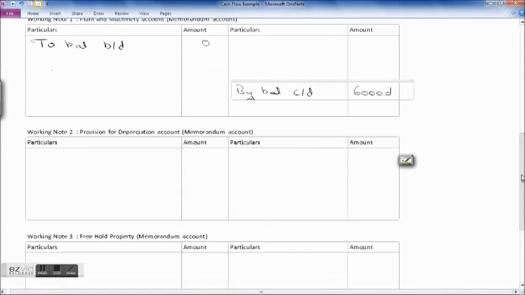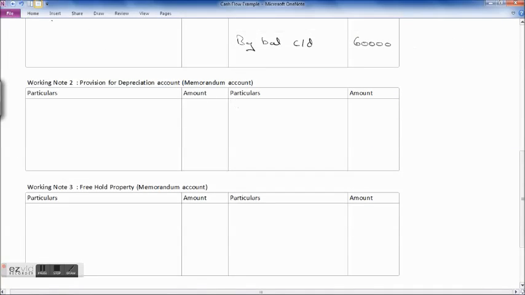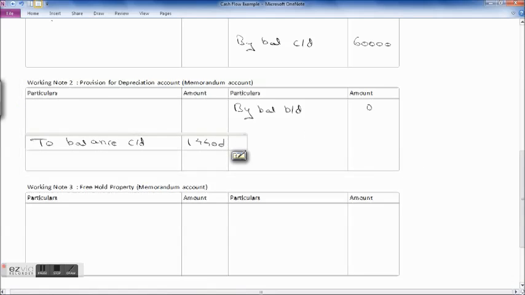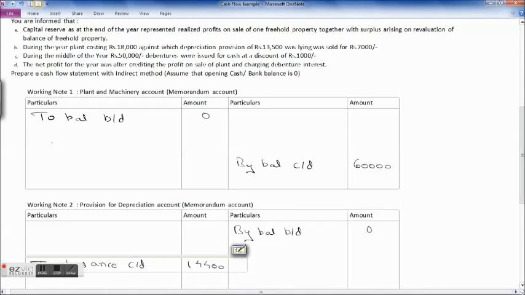So again here in the memorandum account we will put by balance brought down 0 and to balance carried down 14,400. Now we'll see this adjustment. During the year, a plant costing 18,000. So the cost of plant was 18,000, against which depreciation provision was 13,500, was lying and was sold for 7,000.